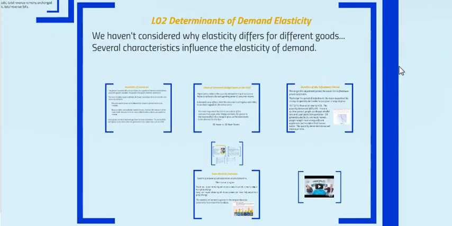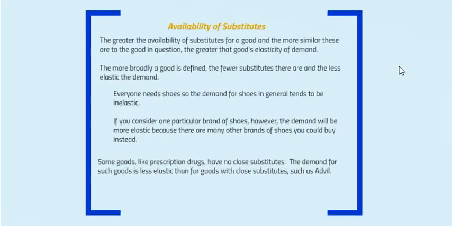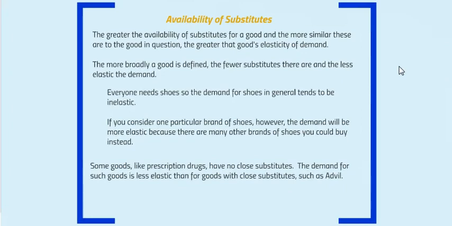Okay, let's talk about the determinants of demand elasticity. We haven't considered why elasticity differs for different goods. Several characteristics influence the elasticity of demand. First of all, availability of substitutes. The greater the availability of substitutes for a good, and the more similar these are to the good in question, the greater that good's elasticity of demand. So if there are substitutes available, then your good is more elastic.